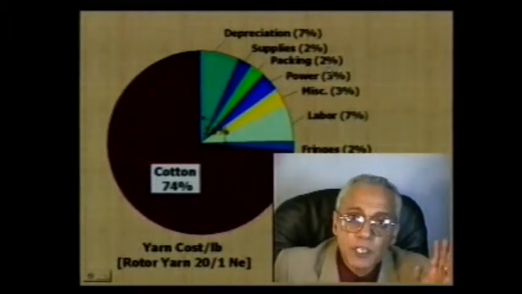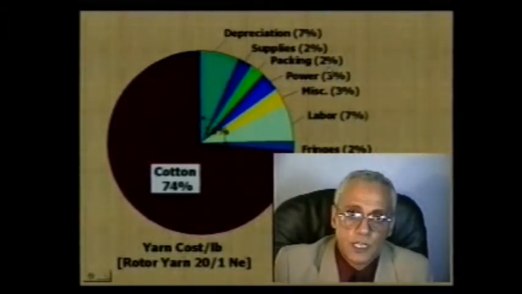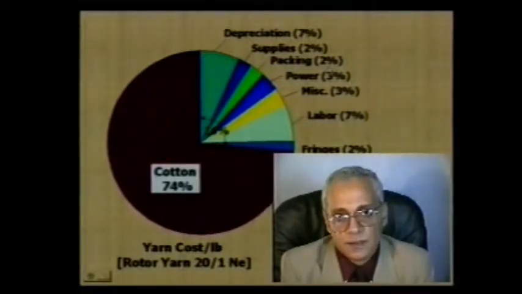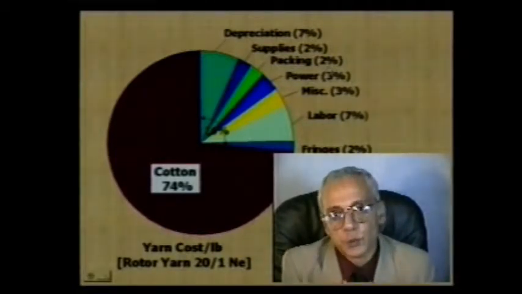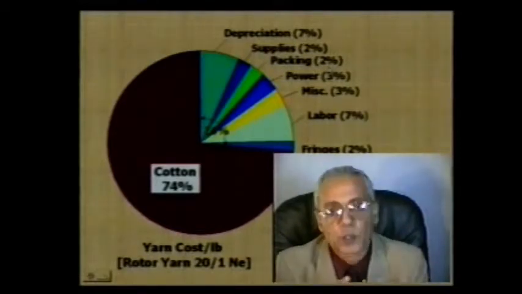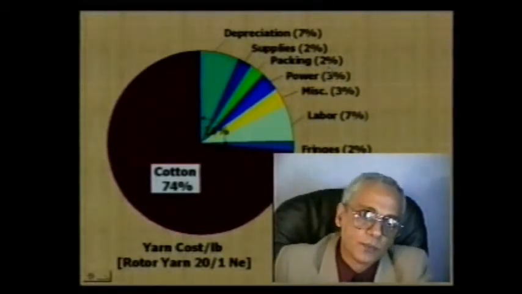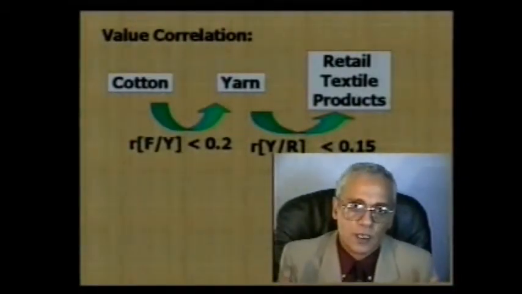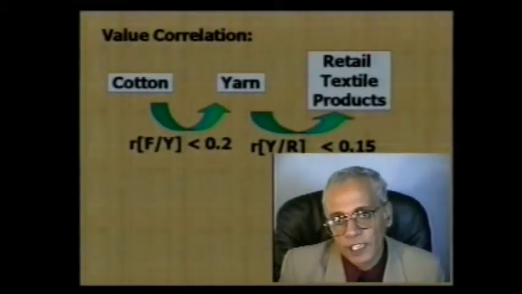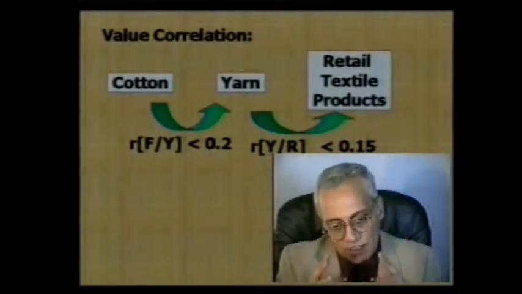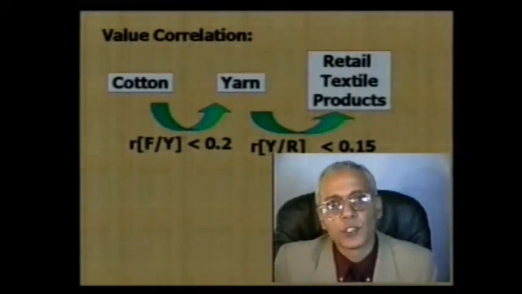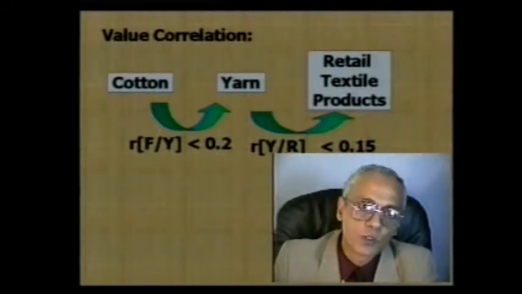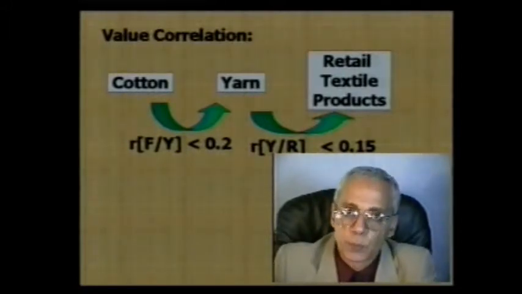I urge you to repeat this pie chart in your facilities to see exactly what is the cost contribution of raw material to your overall yarn manufacturing cost. We have a major contribution of the cost of raw material to our end product, yet the value of the raw material is not fully reflected in the value of the yarn.